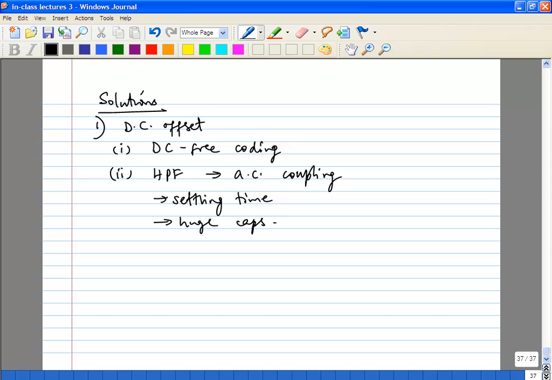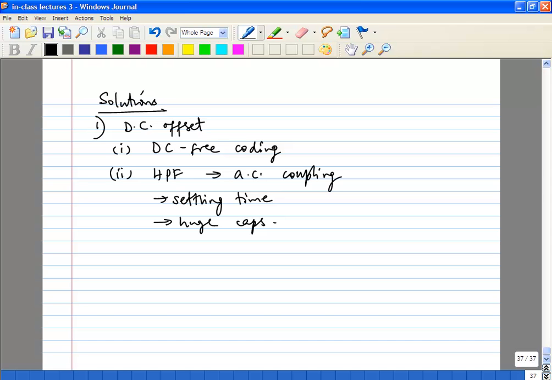No, because every time you are receiving, you need to set up the DCs on both sides. That itself will take a long time. That's what I'm saying. Biasing has to be changed. Yes, biasing has to change. So whenever that happens, there will be a long settling time. For a small signal, it will not be a problem.